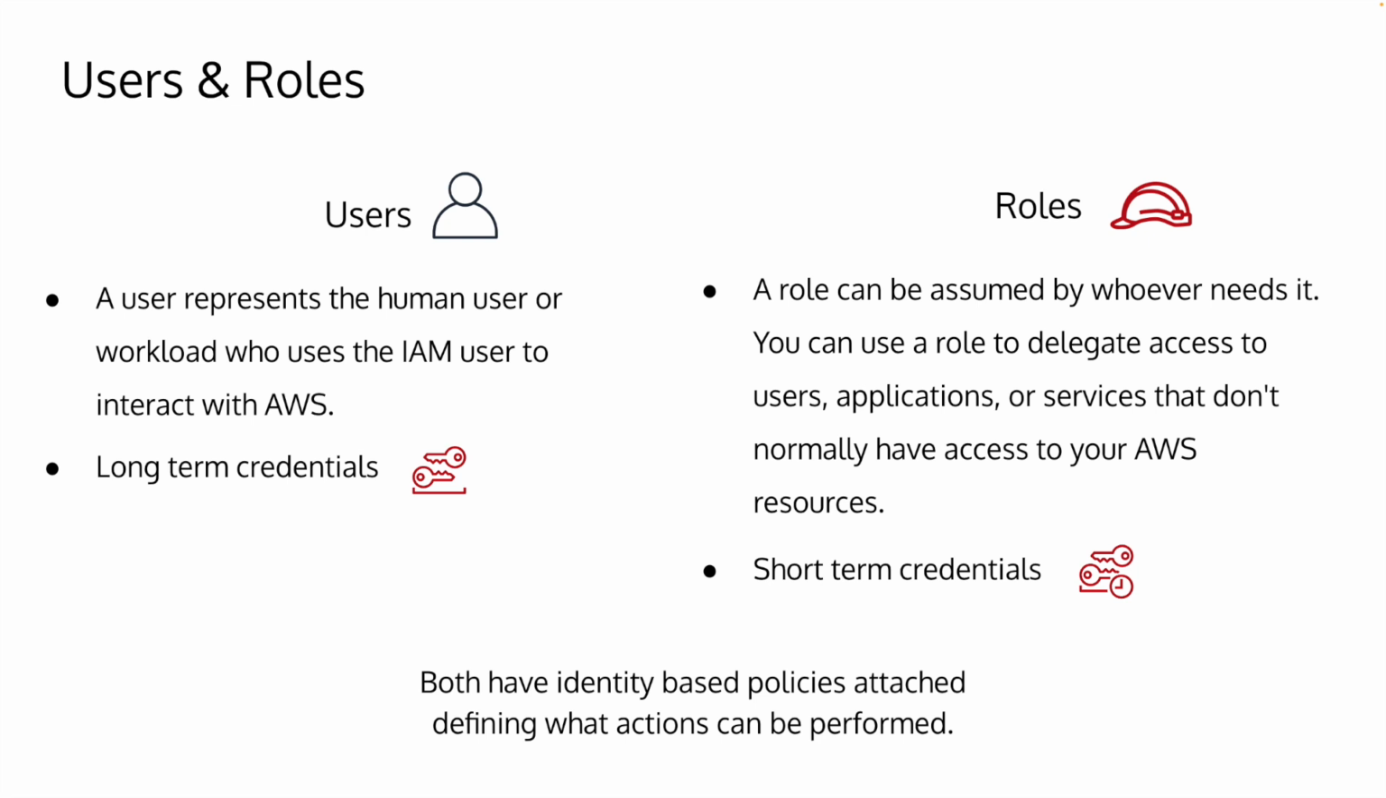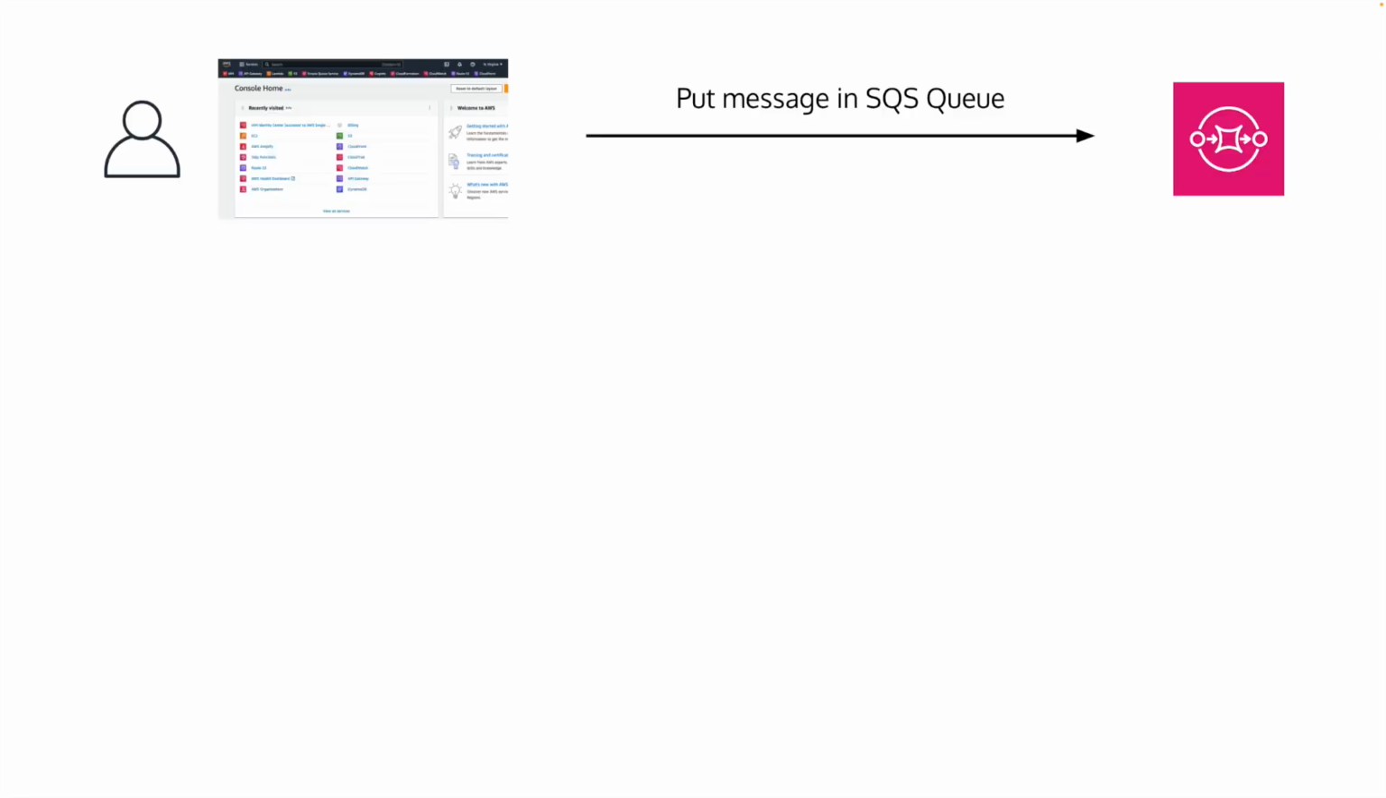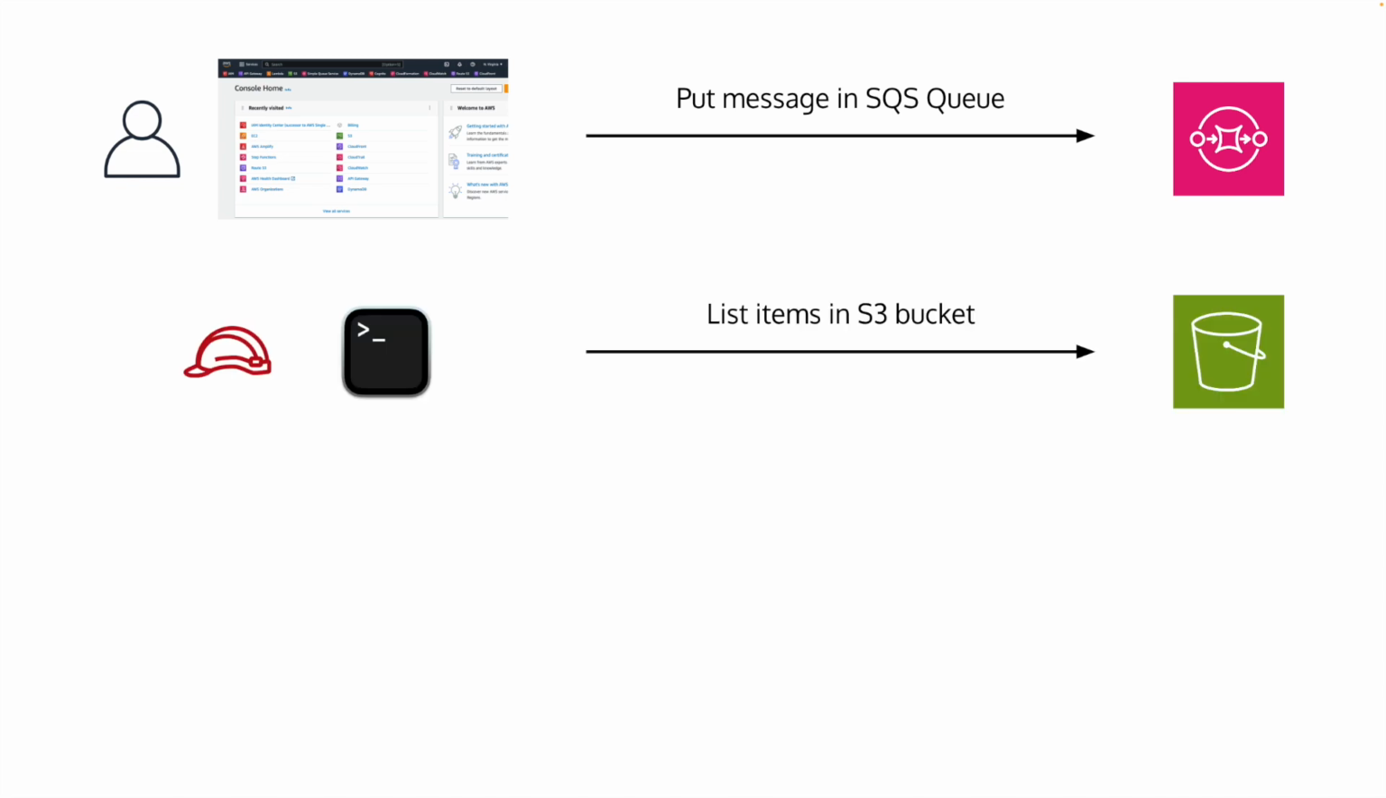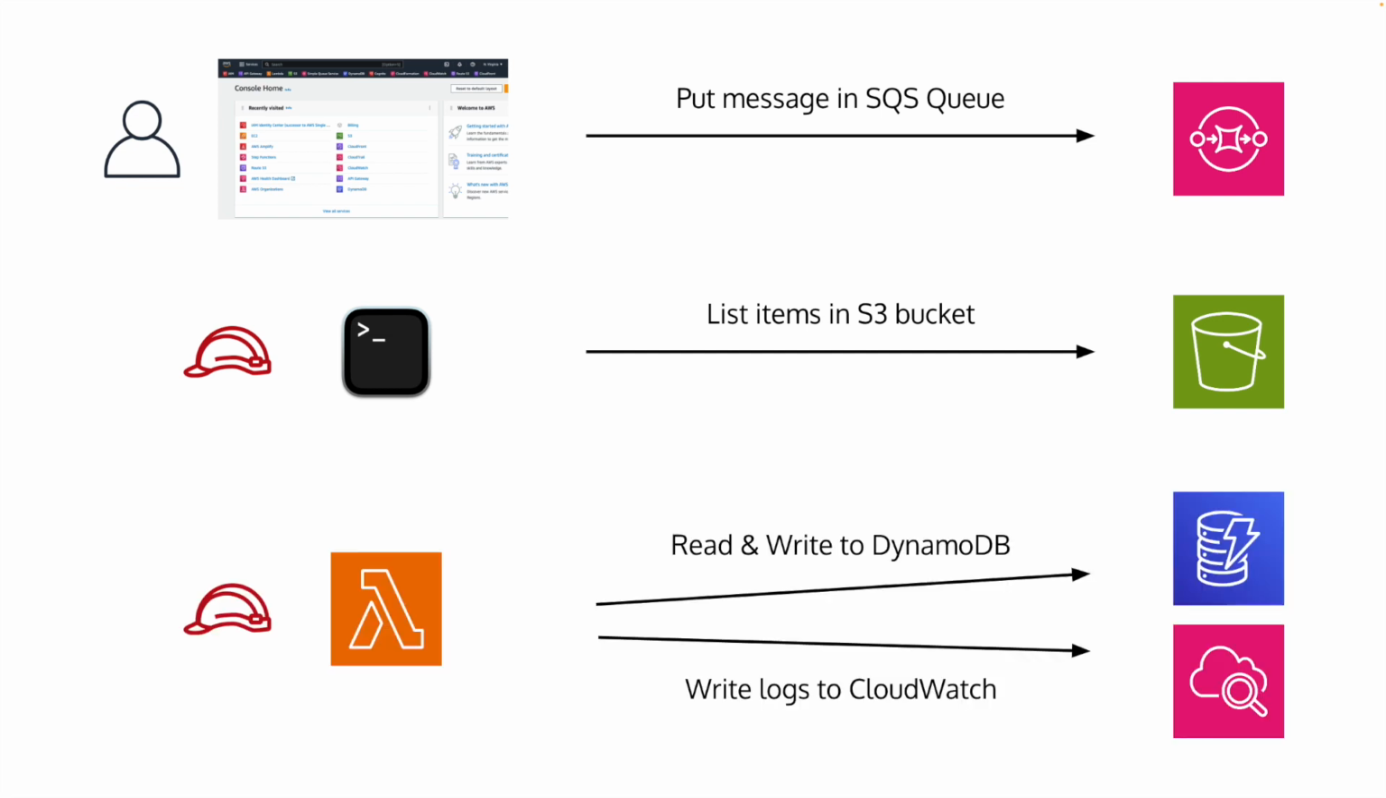What do I mean when I say that? Well, here are some examples. A user might sign into the console and then perform the action of putting a message in a queue. You might assume a role in the terminal and then use the AWS CLI to perform the action of listing items in an S3 bucket. Or finally, a Lambda function might assume a role to perform the action of reading and writing to DynamoDB and also writing logs to CloudWatch.